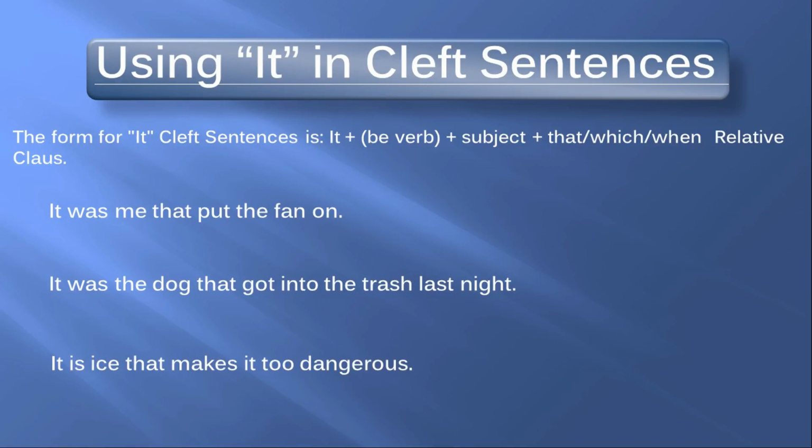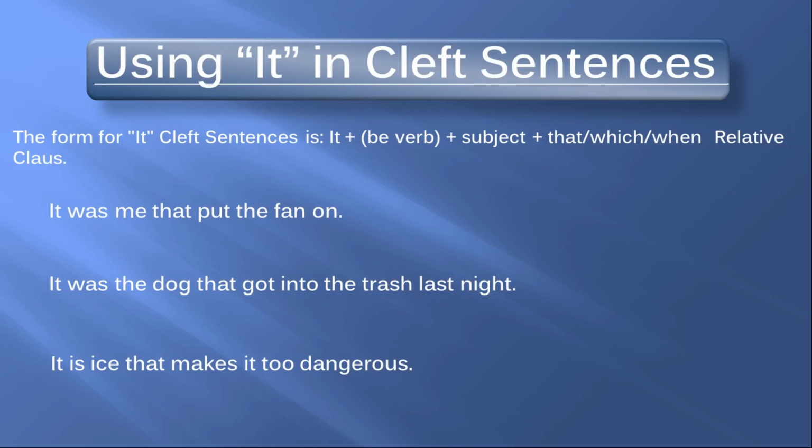Now we will talk about it sentences. This is probably the most common type of cleft sentence as well as being the easiest to learn. We form it sentences by starting the sentence with it, followed by a be verb, then the subject, and lastly the relative clause, usually using the words that, which, and when.